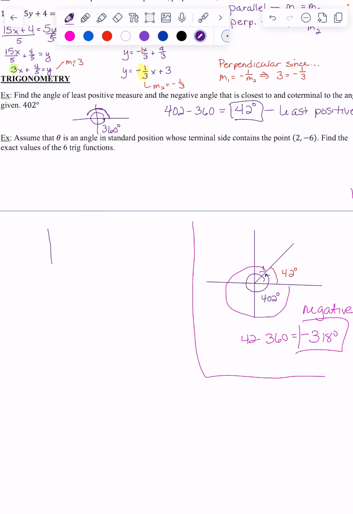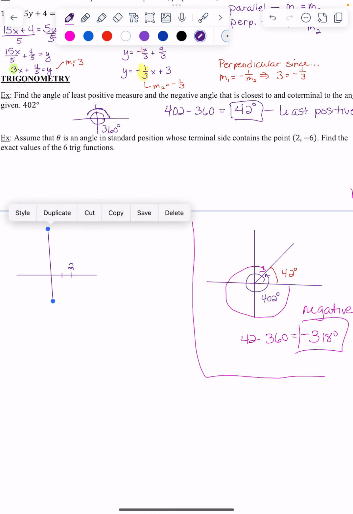So let's look at what we're looking at here. I'm going to draw my axes. I have 1, 2, there's 2, and negative 6: 1, 2, 3, 4, 5, 6, negative 6. So I know that the angle is somewhere down here, right?